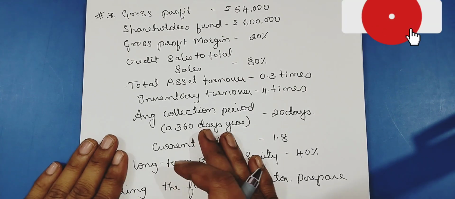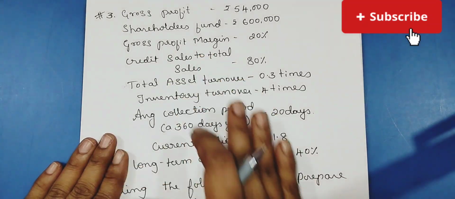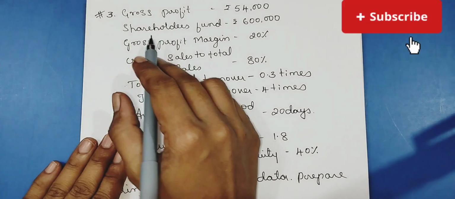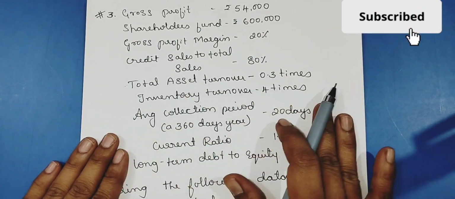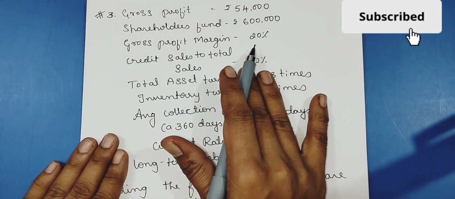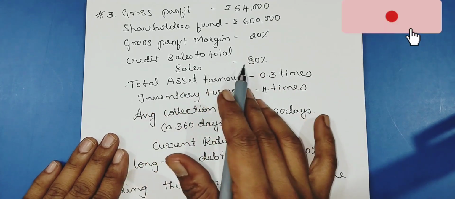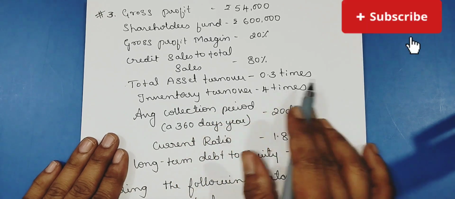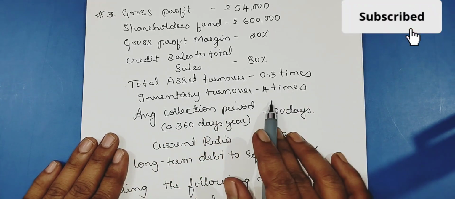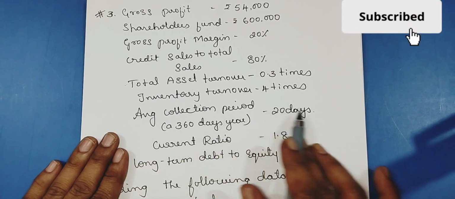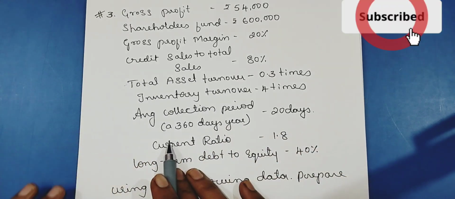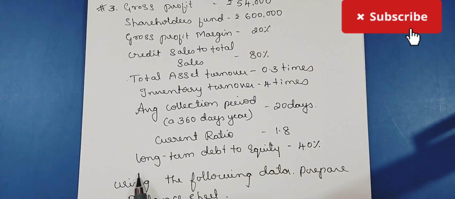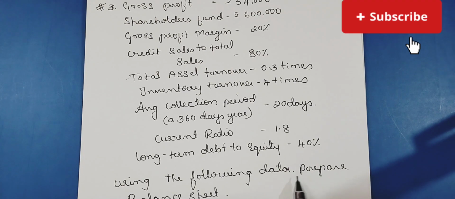Now let us understand today's question with the help of given information, how you are preparing the balance sheet. Here gross profit is given. Shareholders fund, gross profit margin, credit sales to total sales 80%, total asset turnover 0.3 times, inventory turnover 4 times, average collection period is 20 days. Based on 360 days per year we have taken, current ratio 1.8, long term debt to equity 40%.